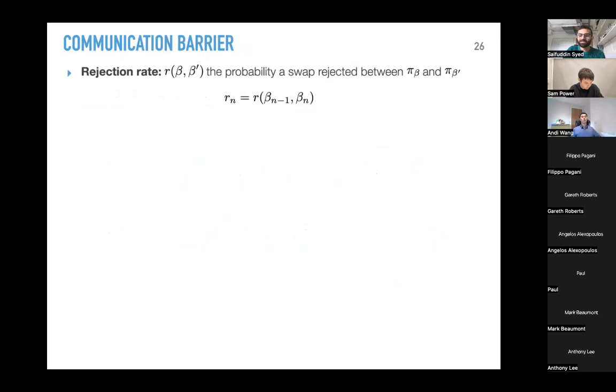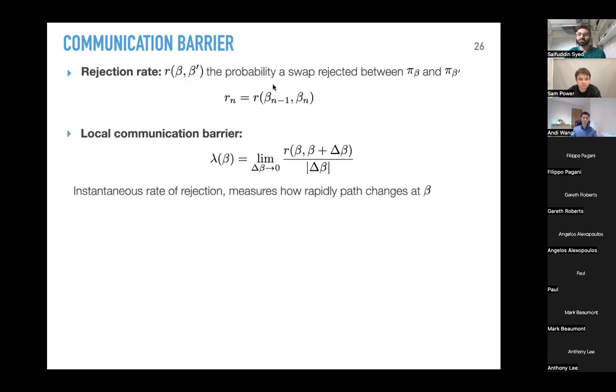So now let's study what this quantity actually means. What is this communication barrier? Before we talk about the communication barrier, it's worth discussing that it arises through the study of these rejection rates. We're going to denote R(beta, beta prime) to be the probability that a swap is rejected between chain n and n plus 1, chains beta and beta prime. So in particular, for a fixed schedule beta_n, R_n is going to be this rejection function applied at the annealing parameters.